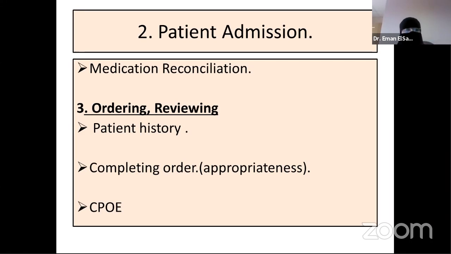When the patient comes to the hospital and the doctor decides to admit the patient, he must take the history of the patient and ask whether he is a chronic patient who received medication before, the last dose he received, and all data from the patient, and document all this data in the medication administration record, in the file of the patient. The ordering review must happen before ordering, reviewing the patient history. Complete the order, make appropriateness.